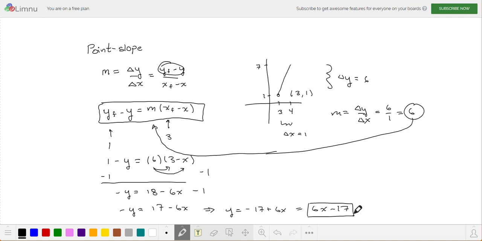So that's our equation in slope-intercept form, where 6 is the slope and minus 17 is the y-intercept.